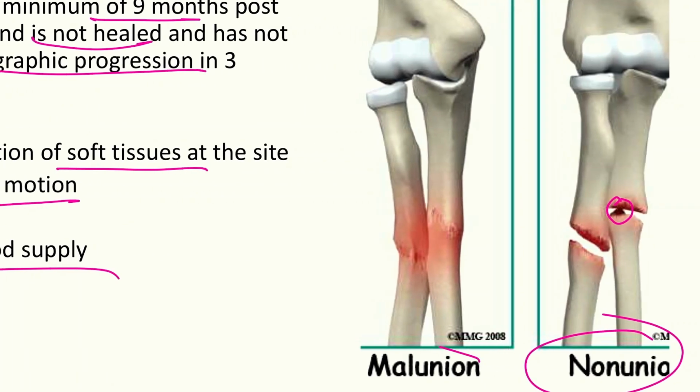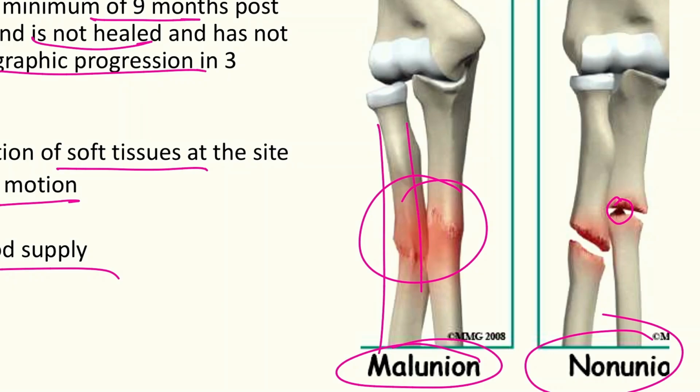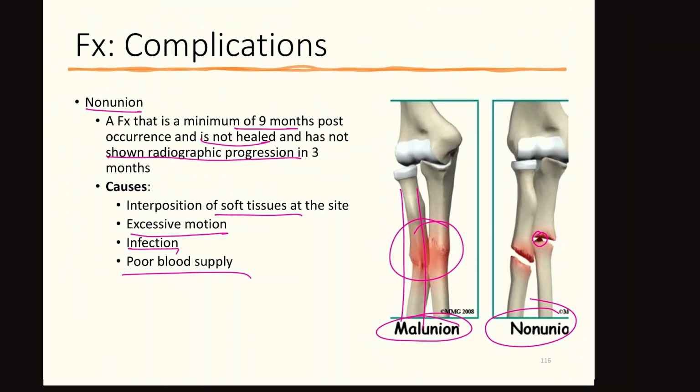A malunion is it did connect, but it didn't do it in the right way. And you can see here, that is not normal bone. Yes, it did fuse back together. The top and the bottom did connect, but they're not straight lines that they should be. This is a malunion. They didn't form properly.